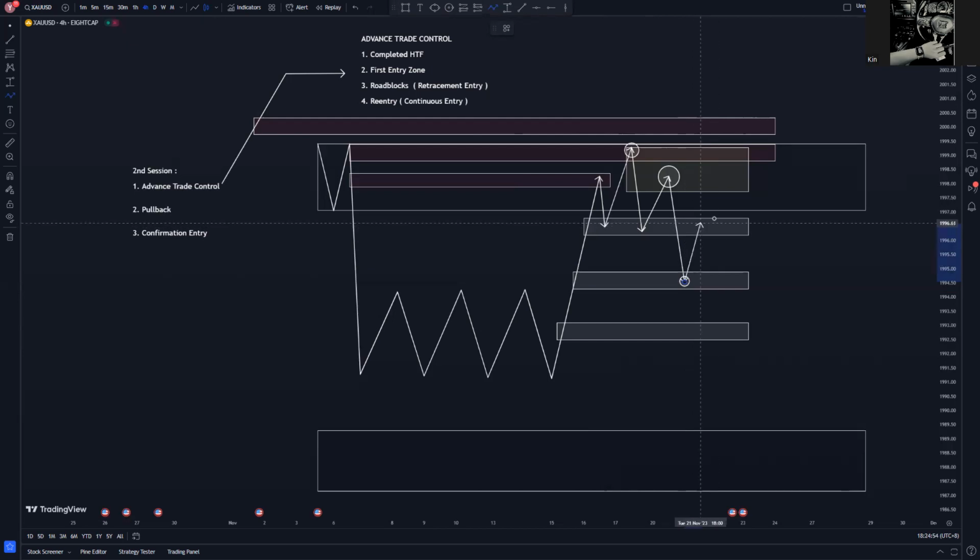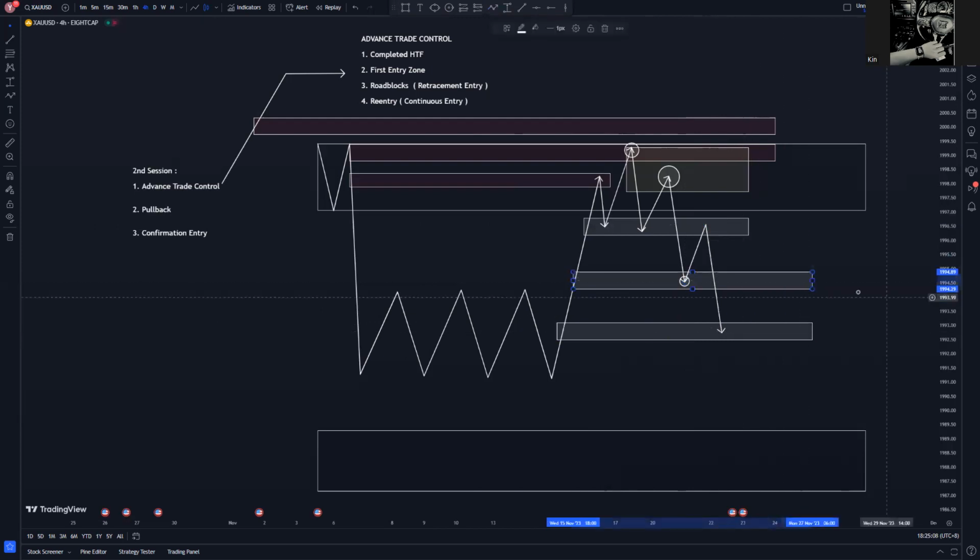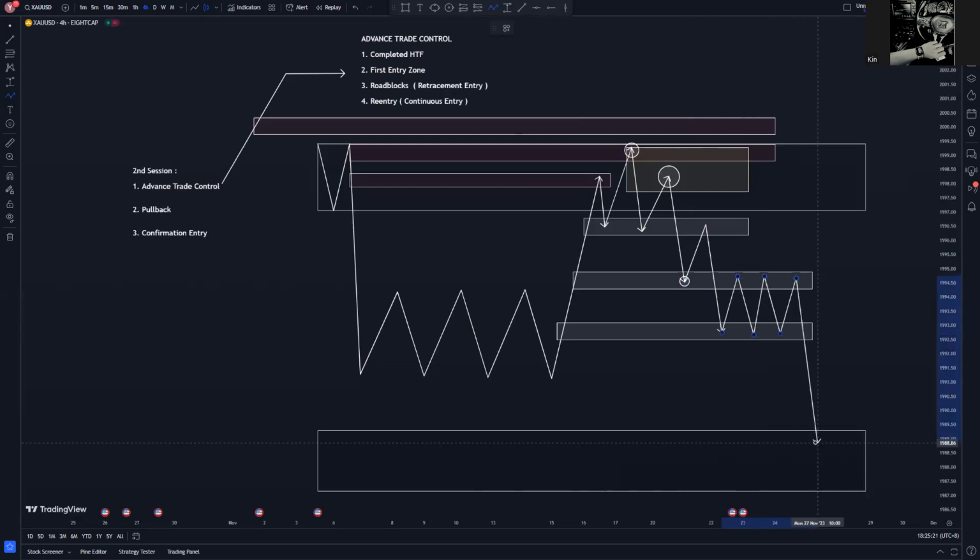If inside of this one there is a confirmation entry, we can take the trades. So the price is going to go down like this. And remember what I've said: no matter how long it takes, the price is going to touch the exit zone. The price might go sideways, something like this, but at the end of the day, the price is going to touch our buy zone, which is our exit zone.